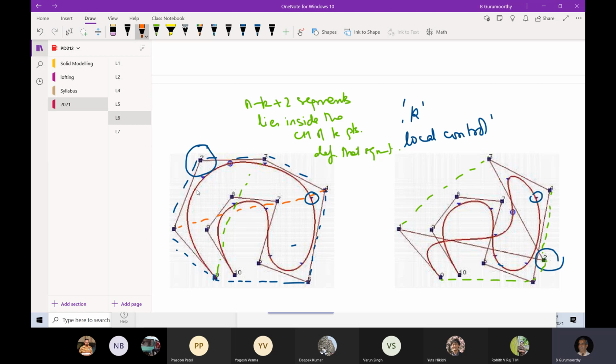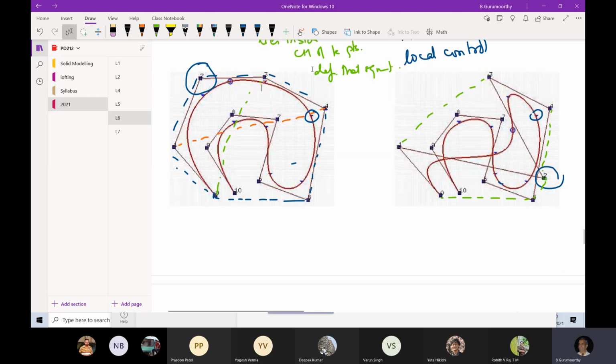Where is that? Oh, here. I think that is one of the endpoints. And then because this point appears to be a little lower, that must be the next segment. So this is one segment here. And then, likewise, for each of these you will get that the curve will lie inside the convex hull of the k control points that define it.